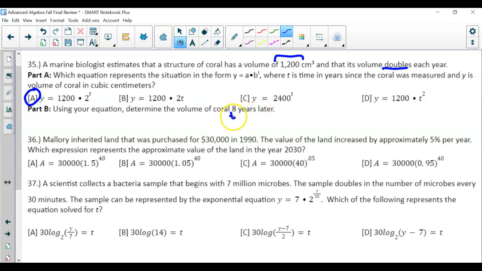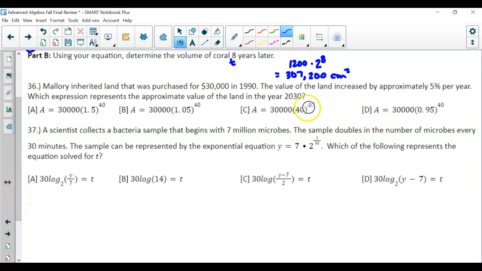So your T, your time, is 8. So this is 1200 times 2 to the T power, or to the 8th power. And you get that the volume is going to be 307,200 cubic centimeters of coral.